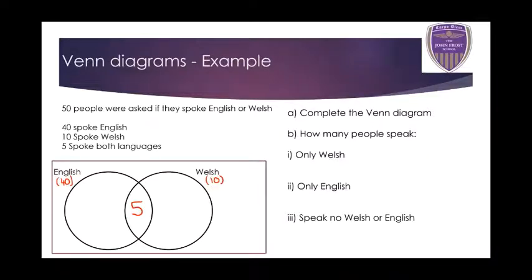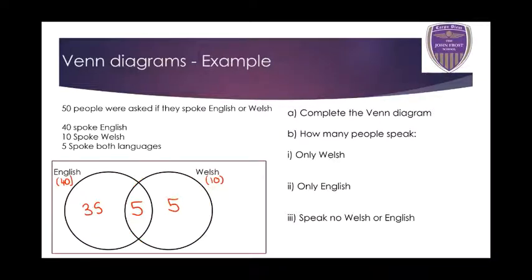Now, if we want to populate the English circle with numbers, we know there's already 5 people who speak English who also speak Welsh. So how many more people do we need to put in this number so we get a total of 40? Well, 35, because 35 plus 5 equals 40. And that's what the English circle has to add up to. If we think about the Welsh circle now, we know the numbers in the circle have to add up to 10, because there's 10 Welsh speakers in total. So 5 plus 5 in this case is going to be 10.